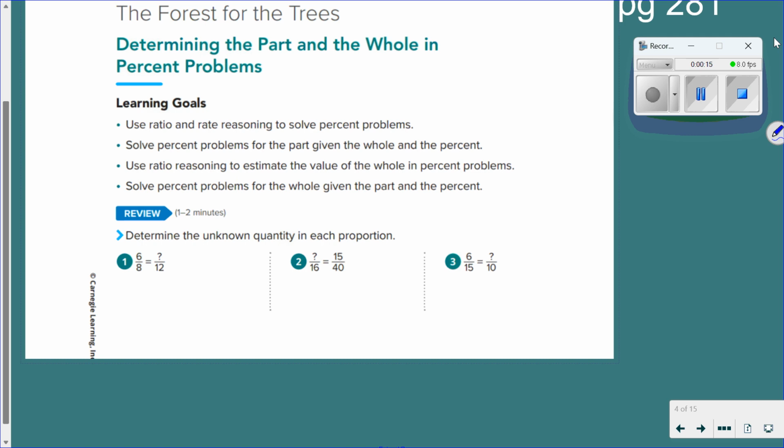First thing we're going to do is determine the unknown quantity in each proportion. This is the same as making equivalent fractions, guys. We've done this with ratios and fractions for a while now, so you should be able to find the missing number. Any questions? You have 3 of them, so I'm going to give you about 4 minutes. Go for it.